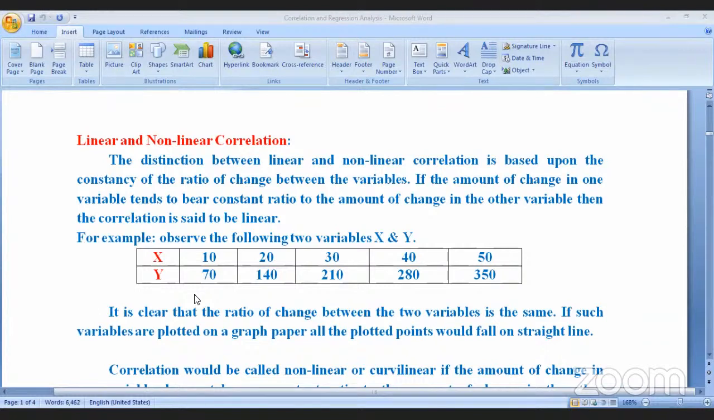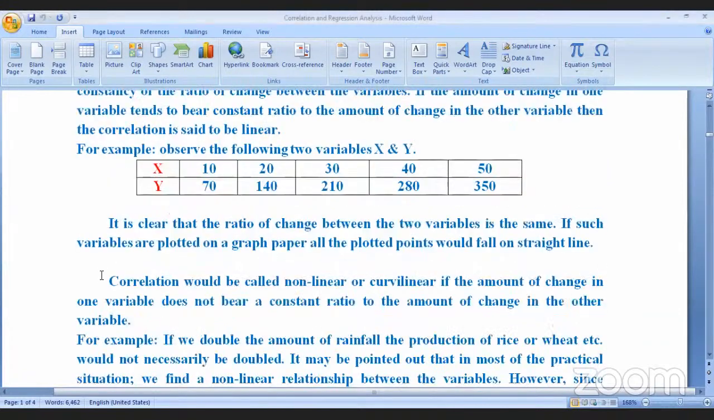So it is clear that the ratio of change between the two variables is the same. If such variables are plotted on graph paper, all the plotted points would fall on a straight line. This is called a linear correlation. The amount of change in one variable, in the same manner as in the X variable, the Y variable changes. So the next one is non-linear correlation.